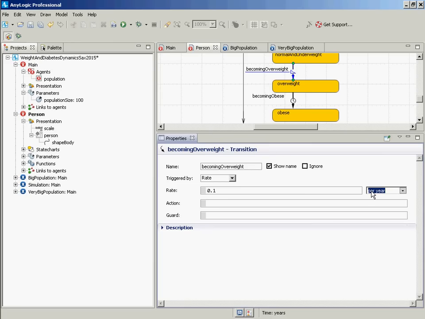How long would they spend on average in that normal and underweight state? If it was 0.1 per year, on average they'd be spending... does anyone know the theory of hazards when you have a hazard rate like that? You have a chance per year of leaving of 0.1. The average residence time is the reciprocal of that, 1 over that. So the average time will be 10 years in that state.